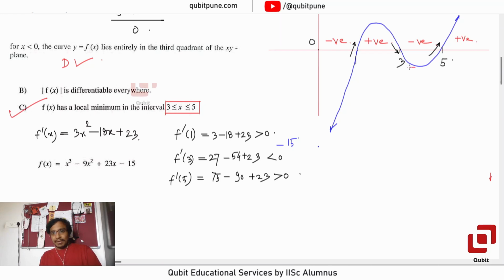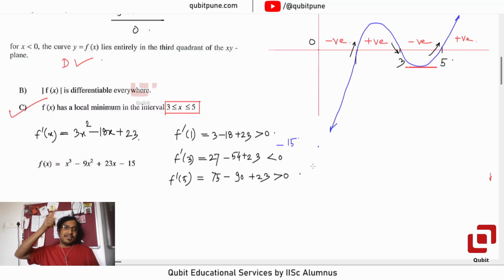Between 3 and 5, because the sign of the derivative changes at 3 and at 5, we must have a local minimum between 3 and 5. Is it clear? Where it is located we don't care, that's not of any concern to us. So option C is also right.